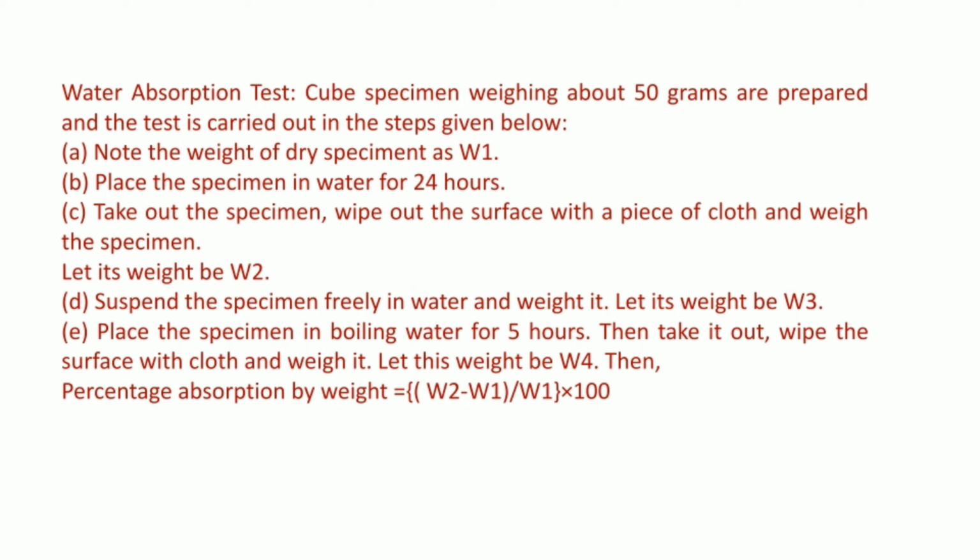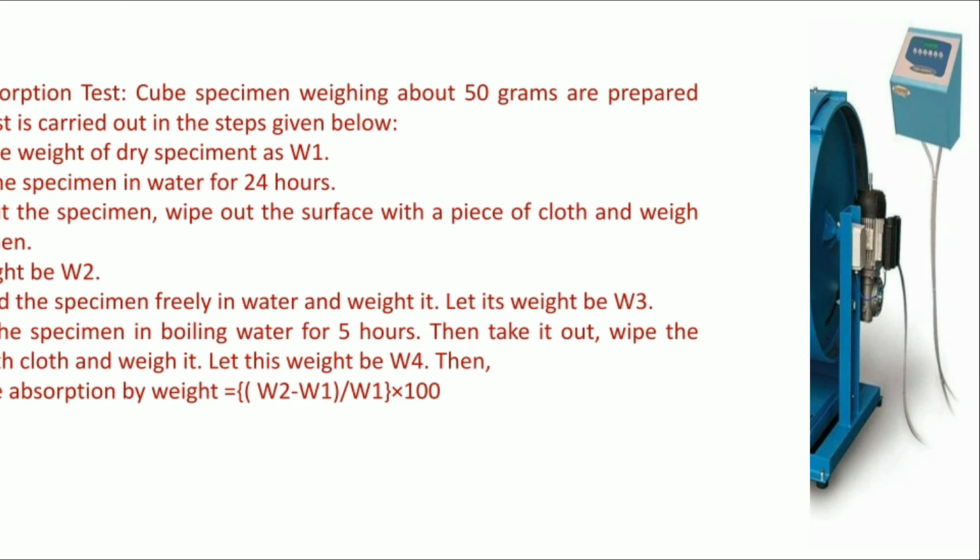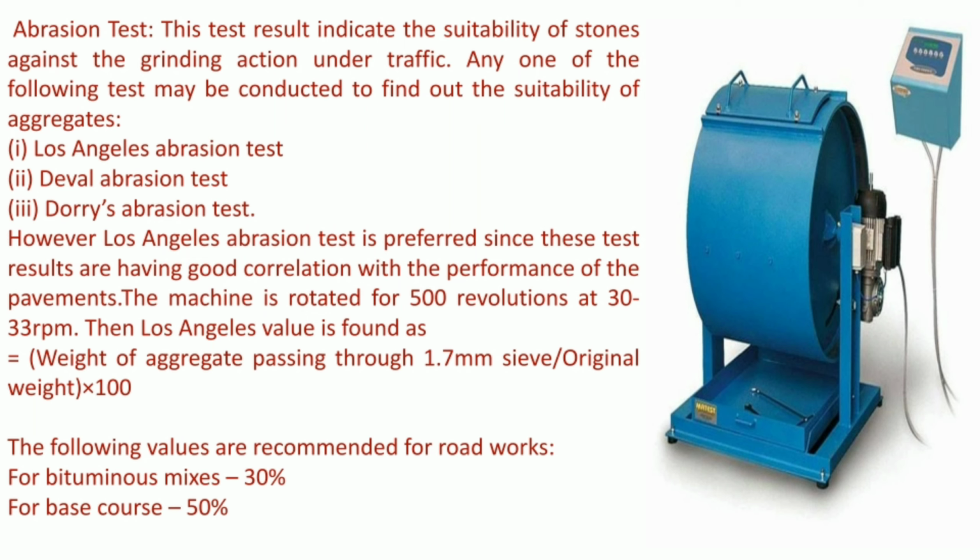Place the specimen in boiling water for 5 hours. Then take it out, wipe the surface with cloth and weigh it. Let this weight be W4. Now water absorption percentage can be calculated by (W2 minus W1) upon W1 into 100. The water absorption of a good stone should not be more than 5% when it is kept in water for 24 hours. Now we will deal with the abrasion test.